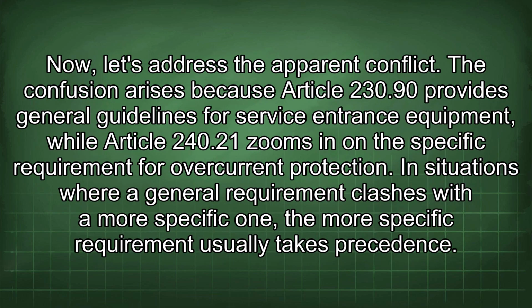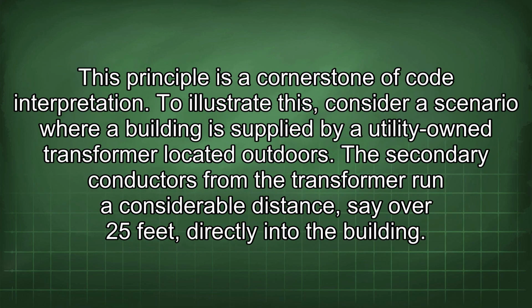Now, let's address the apparent conflict. The confusion arises because Article 230.90 provides general guidelines for service entrance equipment, while Article 240.21 zooms in on the specific requirement for overcurrent protection. In situations where a general requirement clashes with a more specific one, the more specific requirement usually takes precedence. This principle is a cornerstone of code interpretation.